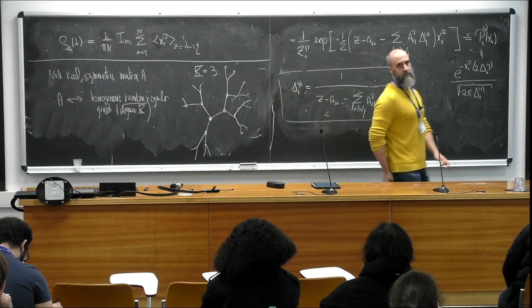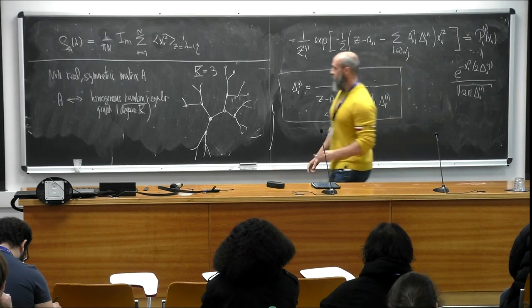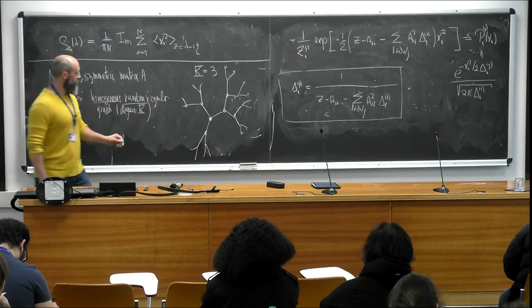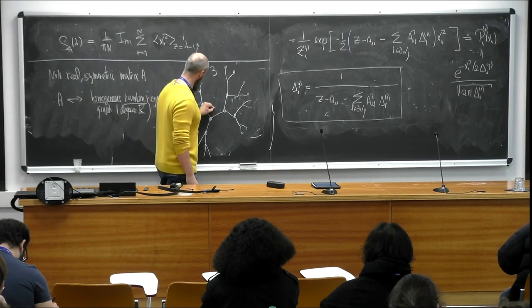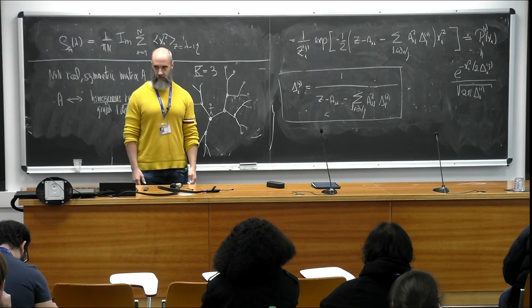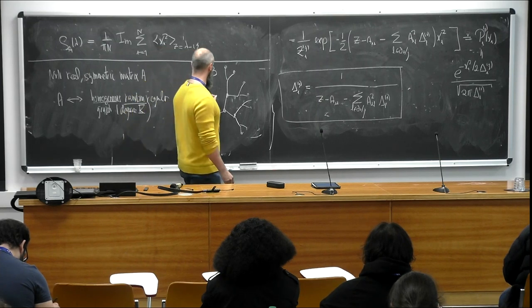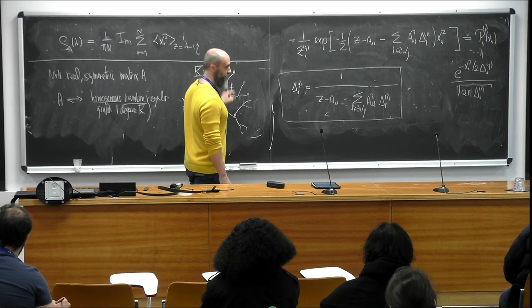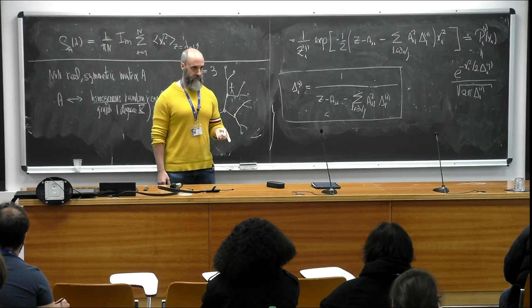Now, the part about homogeneous. What does homogeneous mean? Well, it means what it means. Suppose I sit myself in this node, and I look around and I see something. If the graph is homogeneous, this means that if I go to another node and I sit in that node and I look around, I see the same.